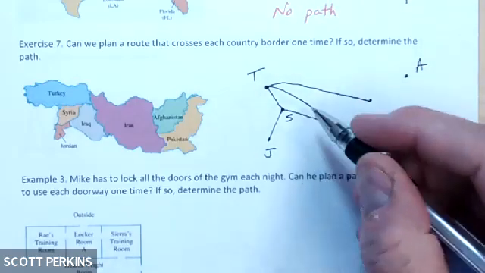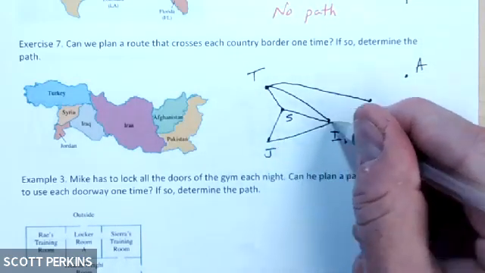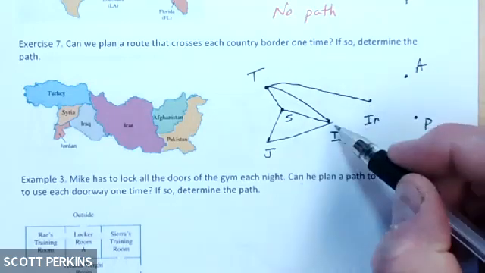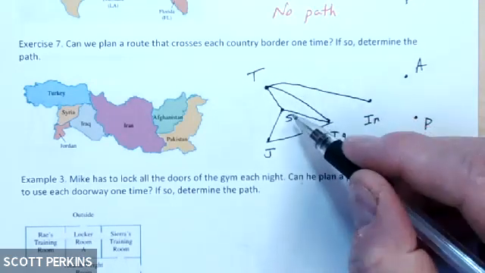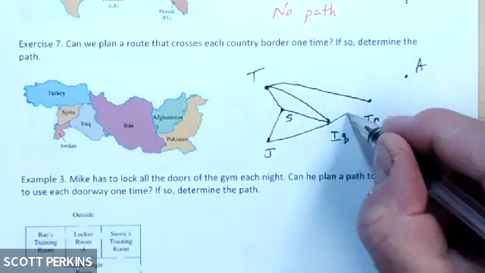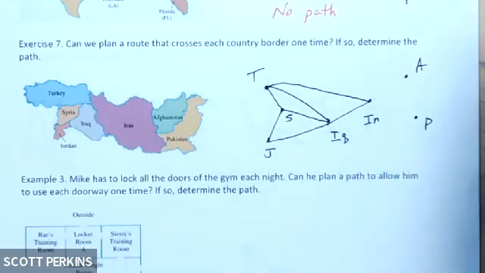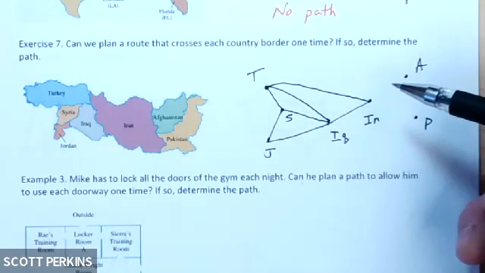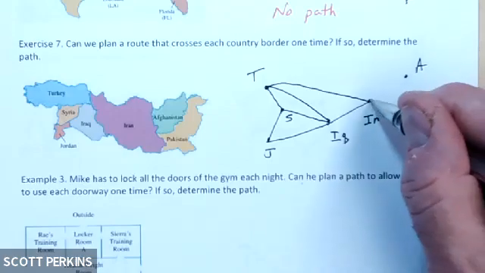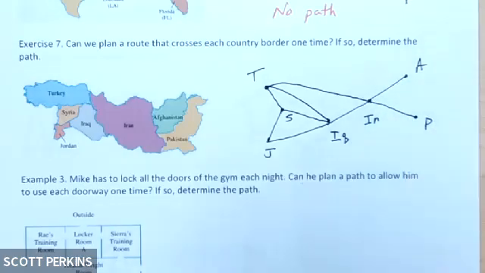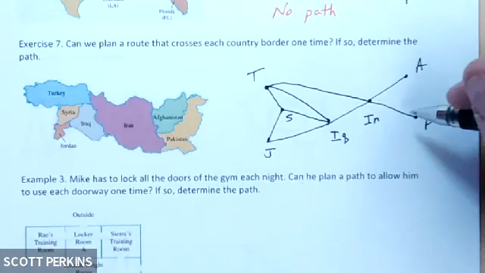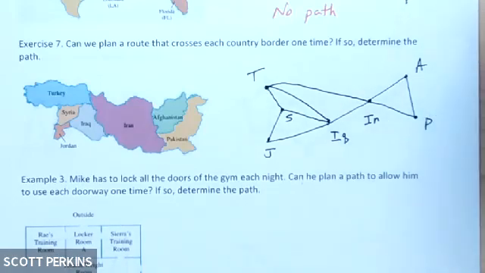Jordan, you can go into Syria. You can also go into Iraq. So we got to put that edge. Iraq, we've already got the edges into Turkey, into Syria and Jordan, and you can also go into Iran. Iran, we've got Turkey, we've got Iraq, and then we've got Afghanistan and Pakistan. And then last but not least, we've got to join Afghanistan and Pakistan together with an edge.